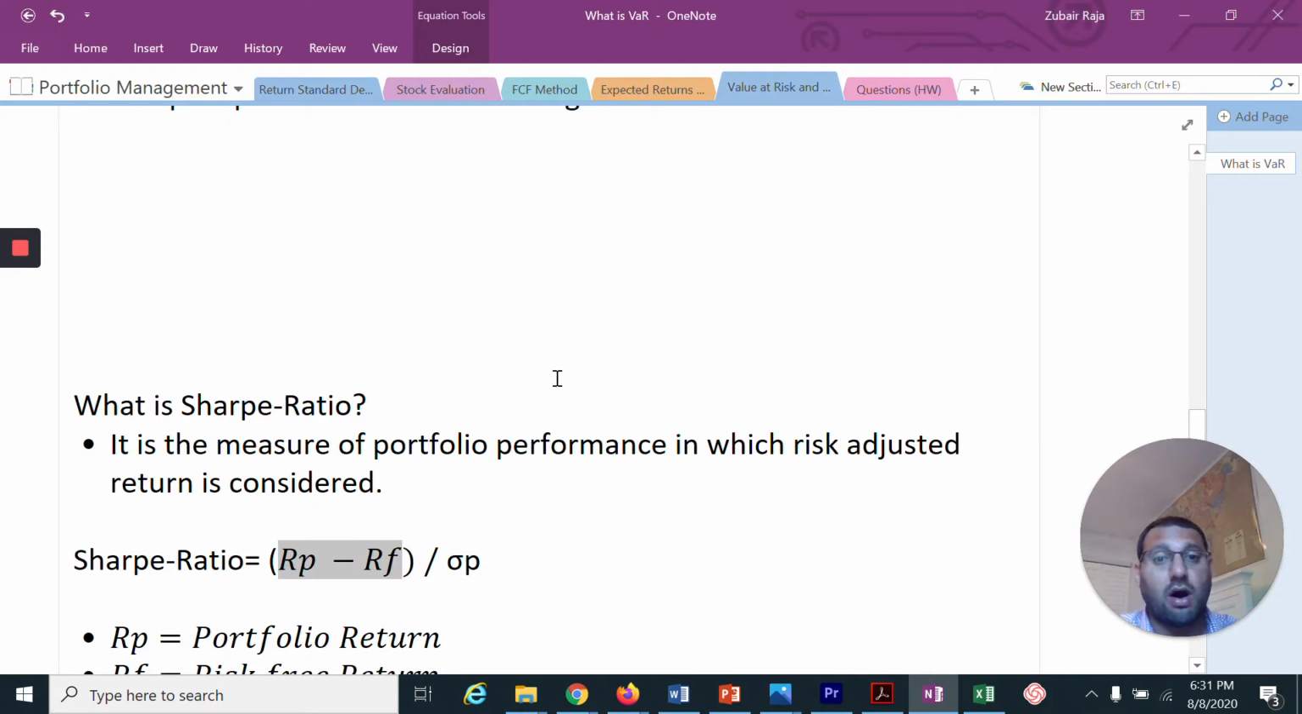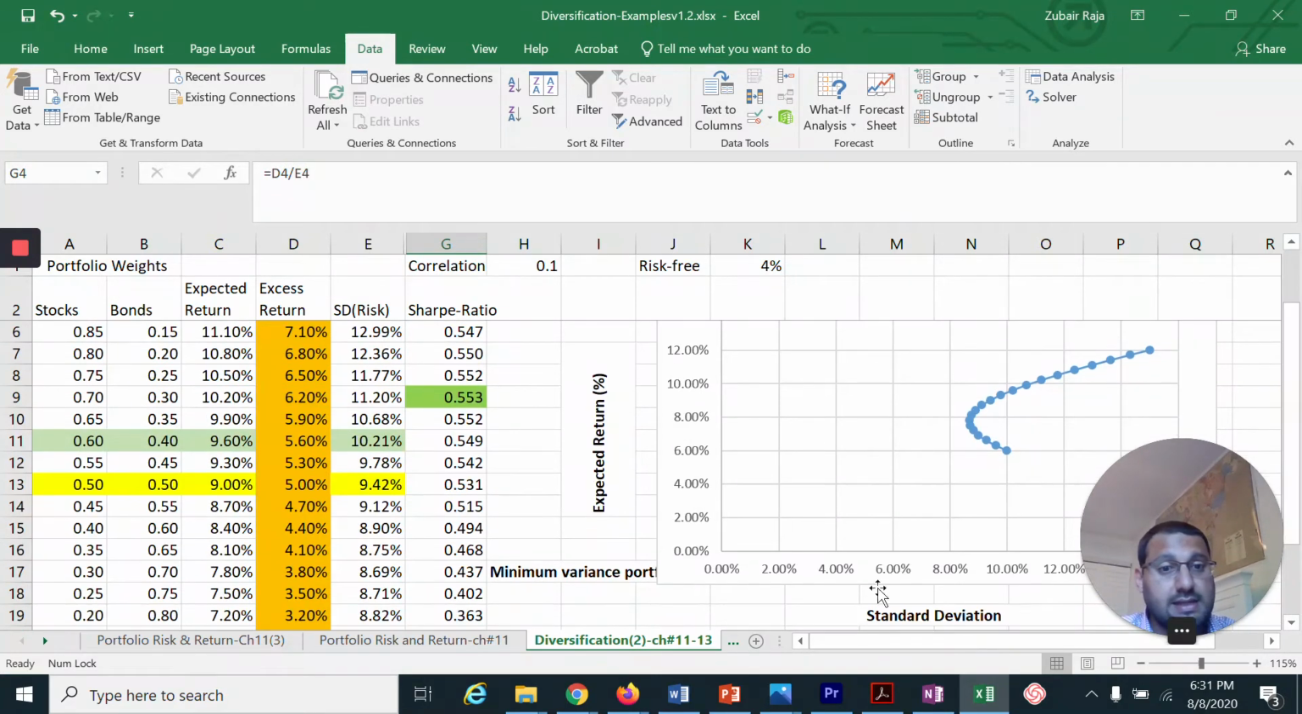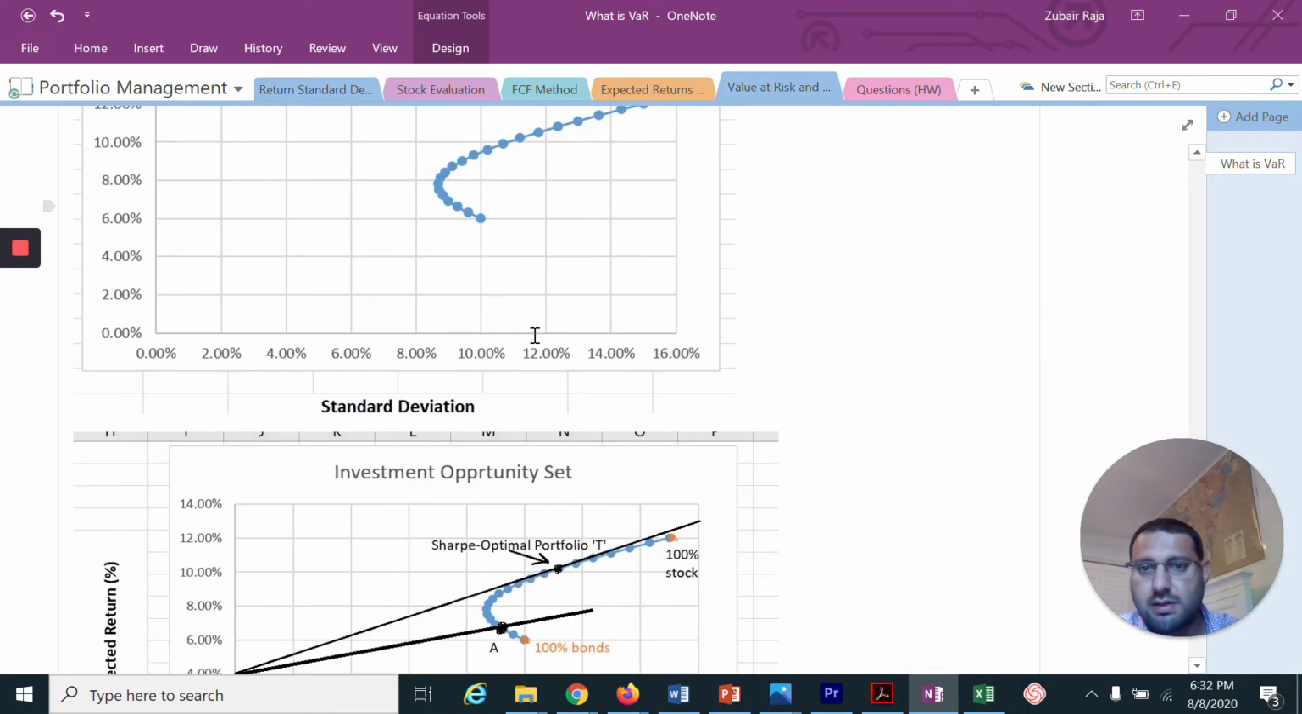So this is how we will get the Sharpe ratio, and I plotted the, sorry, I plotted the expected return. It's not the excess return, it's only the expected return on the y-axis versus the standard deviation, the risk, on the x-axis. So this is the curve I am getting. So this I have reproduced over here in my OneNote. Can you see that?